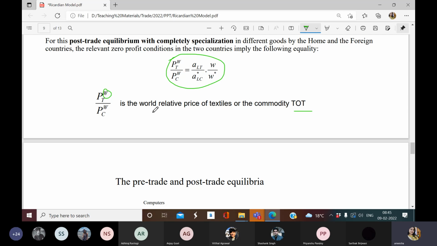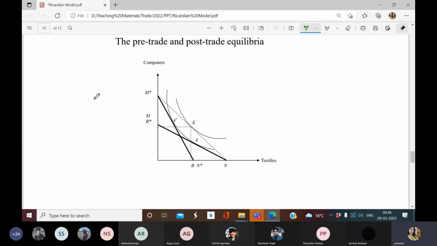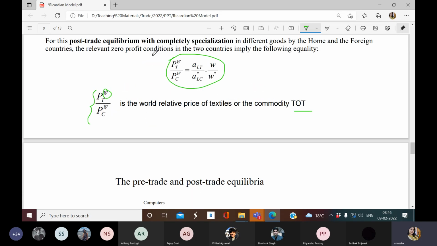Now how will this PT W by PC W be solved? The price of textile is determined because textile is produced in the home country and computer will be produced in the foreign country. Now you have complete specialization in the two goods. So let us see how the two countries are completely specialized in the two goods. After that we'll come back to this post-trade terms of trade or the relative price.